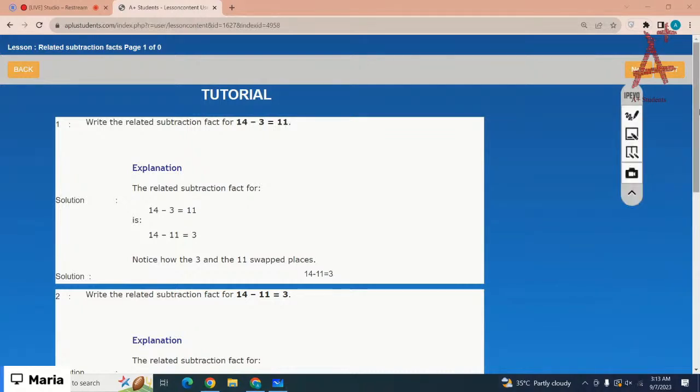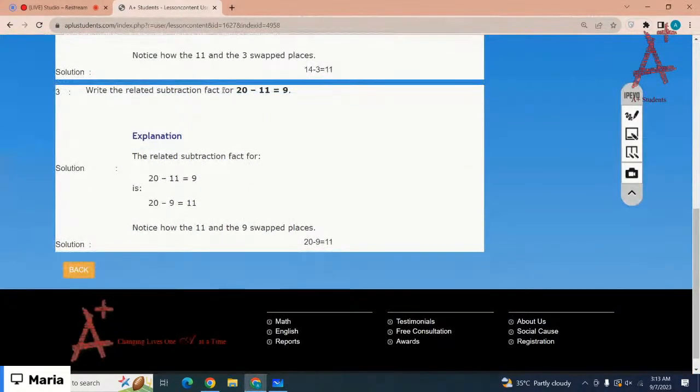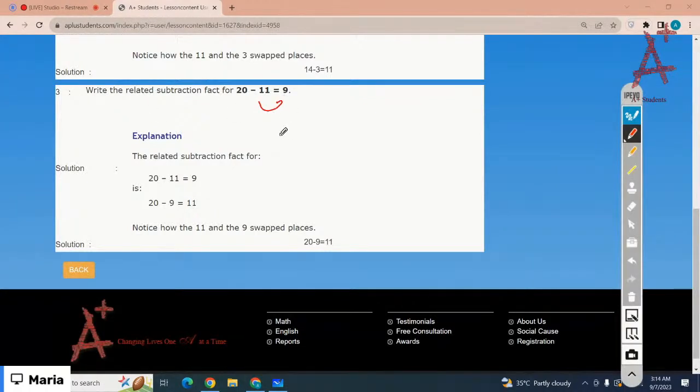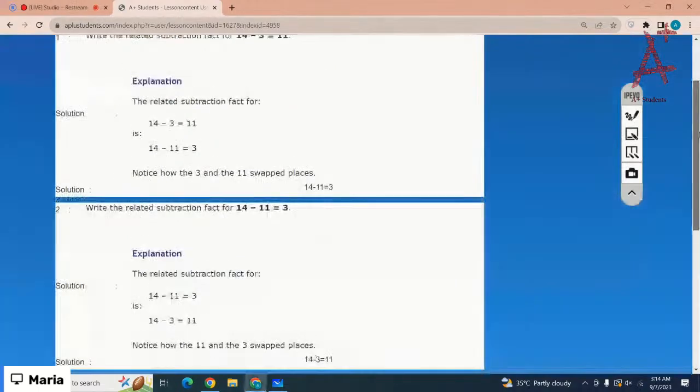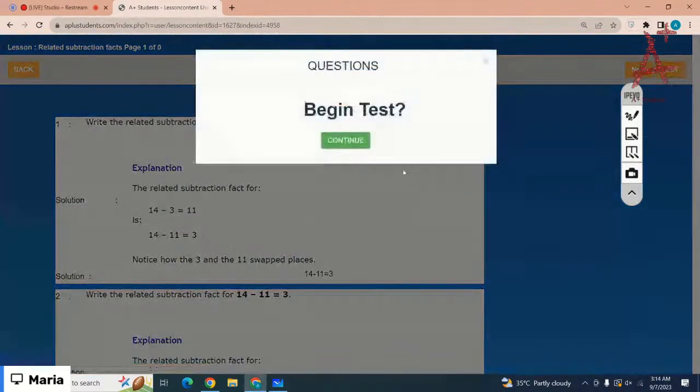Let's just look at the next example. 20 minus 11 equals 9, right? You just have to swap these two numbers. It would be 20 minus 9 equals 11. The numbers must be same, but the position of the two numbers on the other side of the equality and on the other side of negative sign is interchanged, right? That is the difference between the related fact of addition and subtraction.